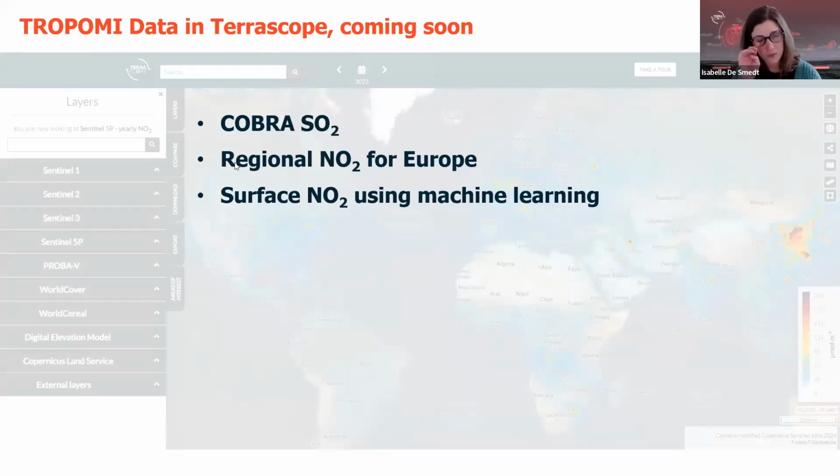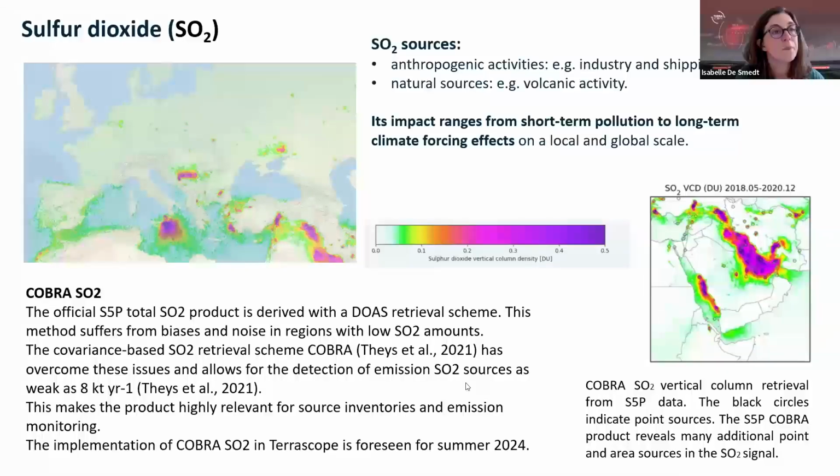Then next on the list is a regional NO2 product for Europe. And the last one is surface NO2 concentration, also derived from TROPOMI measurement, but using machine learning and more data information. So let's see. So SO2, the sources of SO2 are mainly anthropogenic, but also from volcanic activity. And so the impact ranges from short-term pollution to climate forcing effect on a global scale.